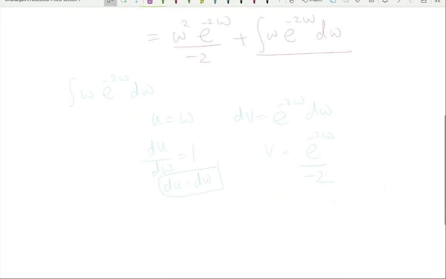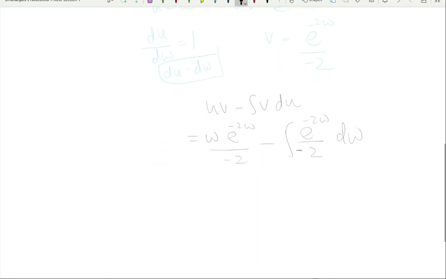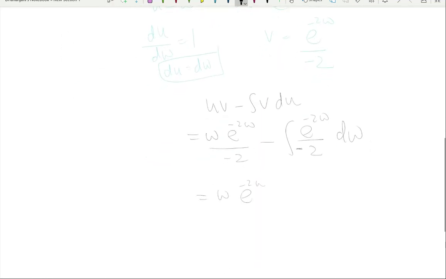So let's use the formula uv minus integral v du. So u is w. v is e to the negative 2w over negative 2, minus the integral of e to the negative 2w over negative 2, and du is dw. So w e to the negative 2w over negative 2, this is positive, right? If you integrate e to the negative 2w, you get another negative, and you divide by another 2. That 2 and this 2 will become 4 here, plus c. Okay, at least it stopped now.